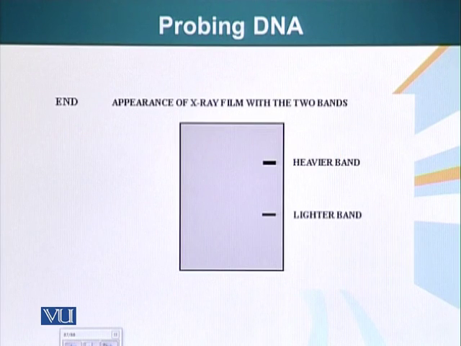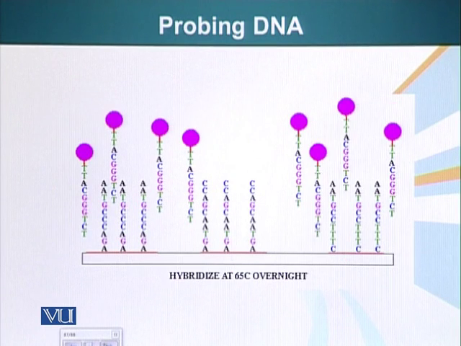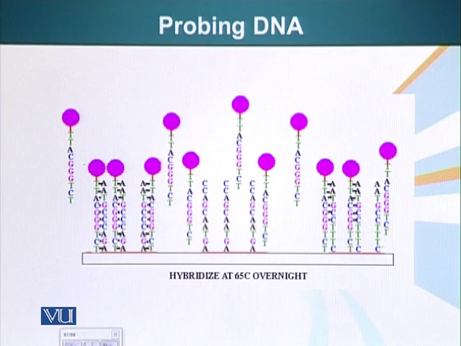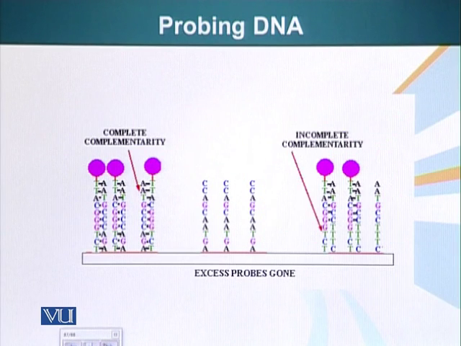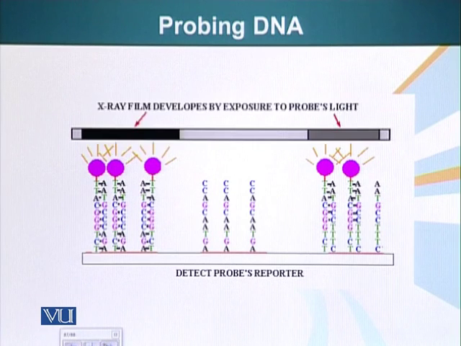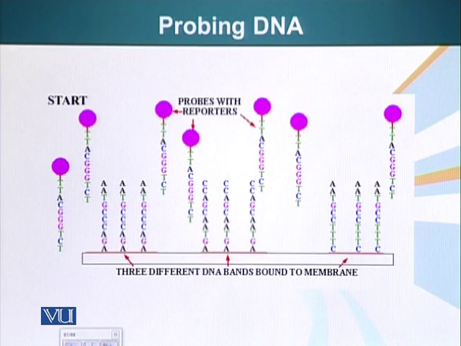Here the probe has been attached to a reporter molecule, a radioactive or a fluorescent molecule. We add this to our membrane, and wherever there is complementarity, meaning wherever there is beta globin gene, the probe will get stuck on the membrane. The unattached probe will be removed and the membrane will be exposed to the X-ray film. So if the probe was radioactive, it will generate the bands.